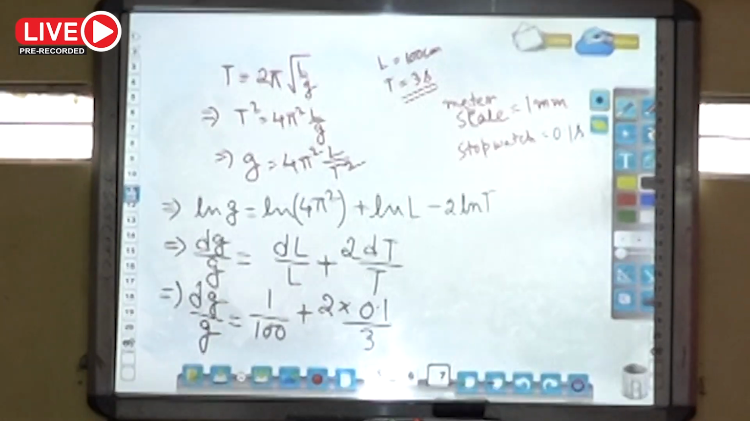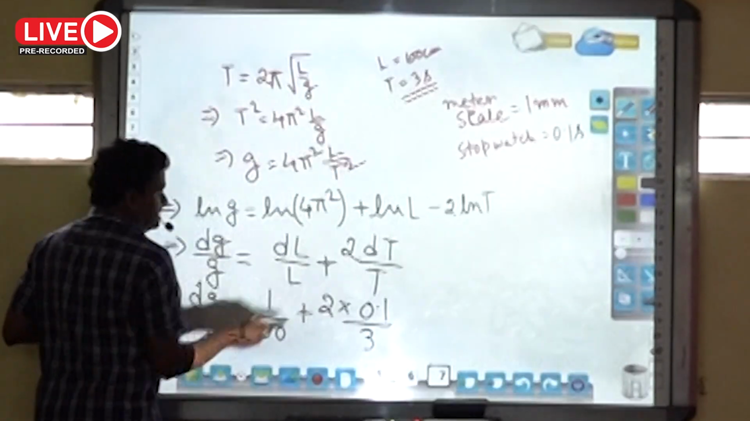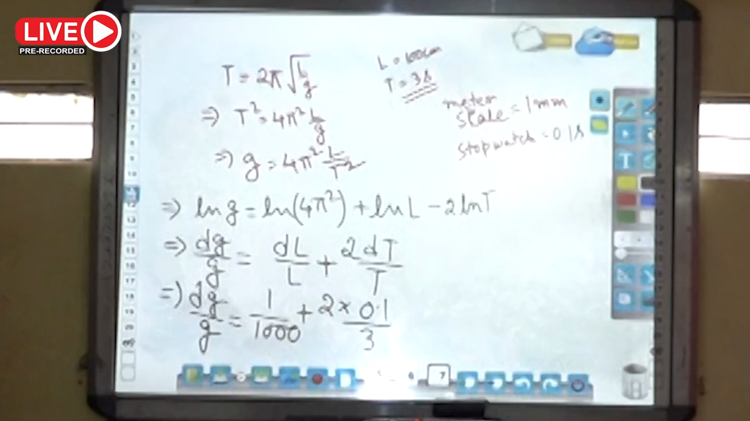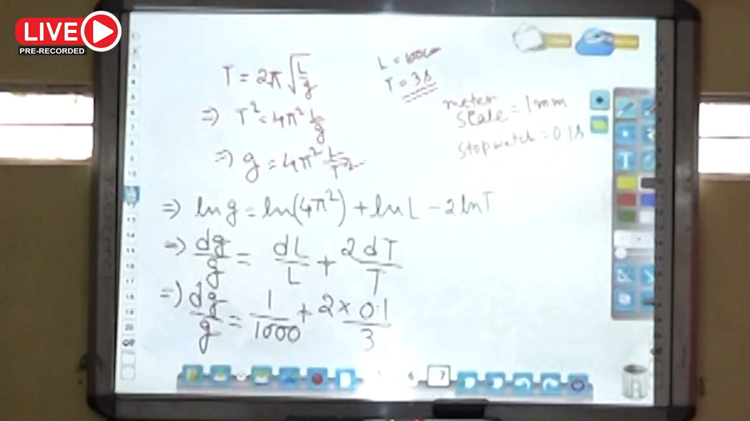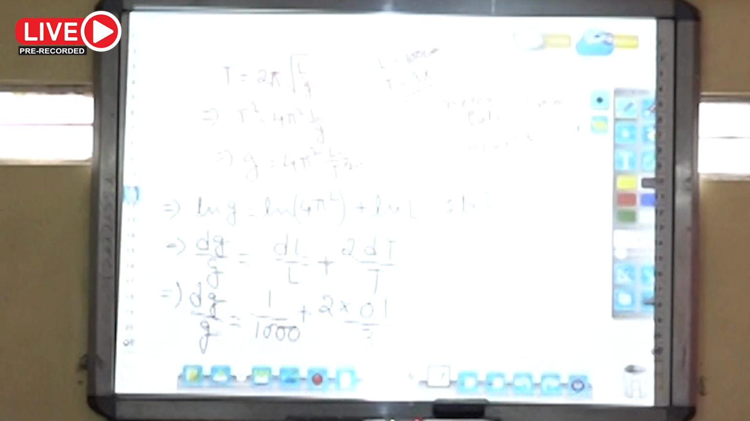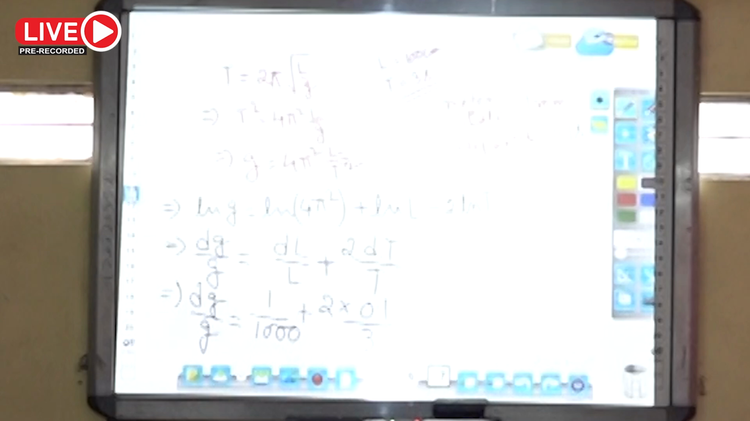Least count is in millimeters and length is in centimeters. Length is 100 centimeters, so it should be 1000 millimeters. It should be in the same unit. So the least count is 1 millimeter and the length is 1000 millimeters. So now calculate this. This will give you the maximum proportional error. Then multiplying the result by 100 will give you the maximum percentage error.